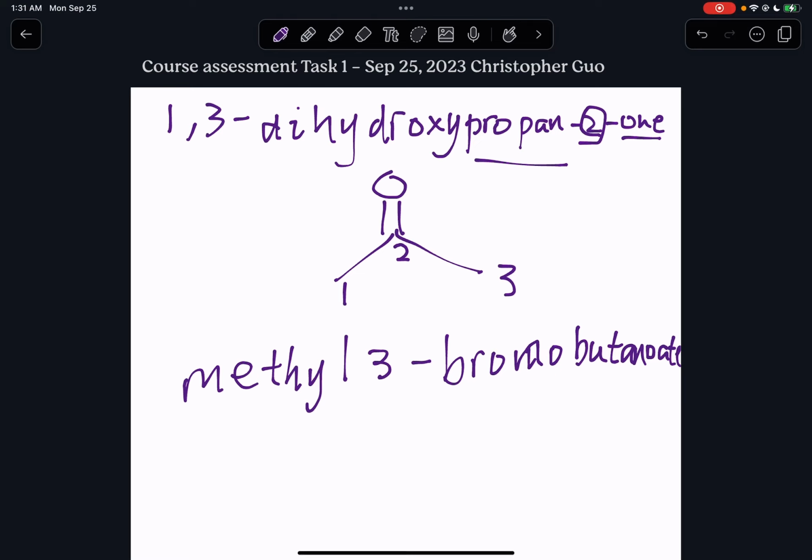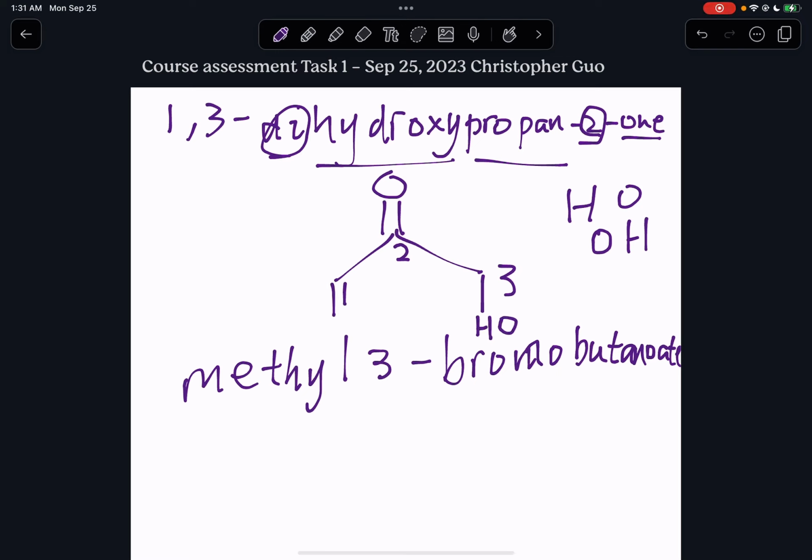And then next we have to figure out the first part: 1 and 3. Di, which means 2, hydroxy. There's a thing you have to know when it comes to hydroxy. We can use the letters HO instead, or OH. It works both ways. So in this case, we can write OH on both ends, or HO. That's the end of the first part.